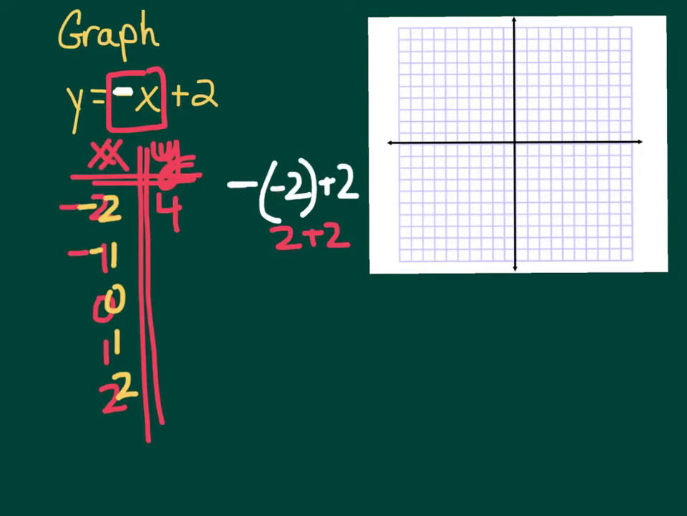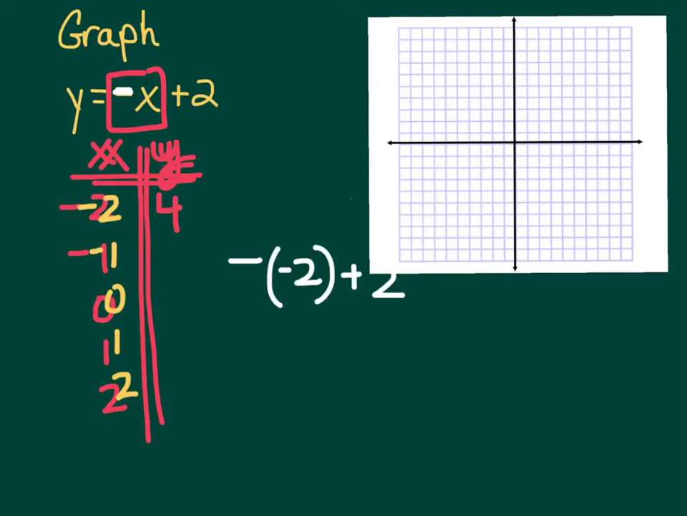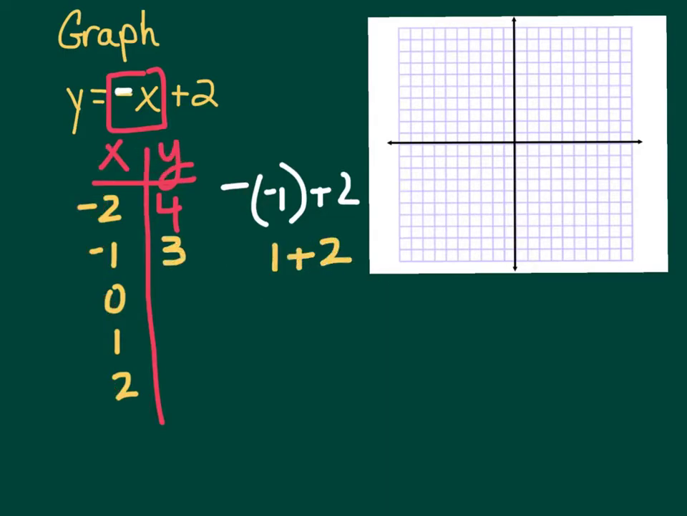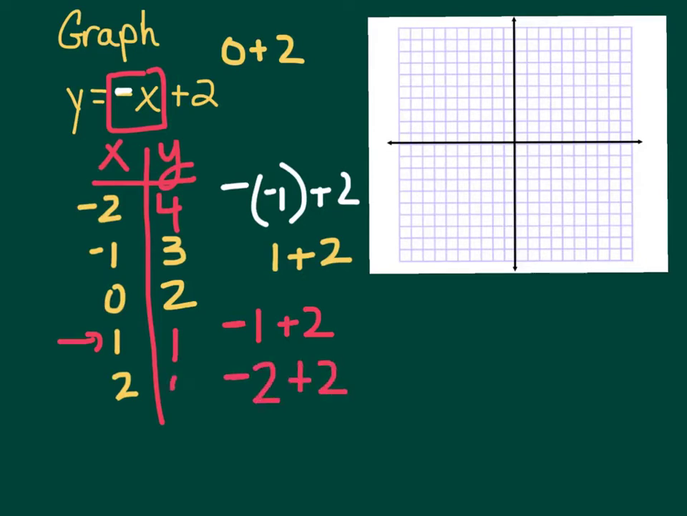All right, let's go ahead and plug in our next one. We have a negative 1, so it says negative already, and then it says negative 1 plus 2. Now I'm going to do the opposite of negative 1, which is positive 1, plus 2 is 3. All right, let's plug in a 0. If we plug in a 0, we just have 0 plus 2, which is 2. That one's pretty easy. Okay, let's plug in a 1. If I plug in a 1, it says negative and then 1 plus 2, which gives me 1. And if I plug in a 2, it says negative, plug in that 2 plus 2, which is 0.